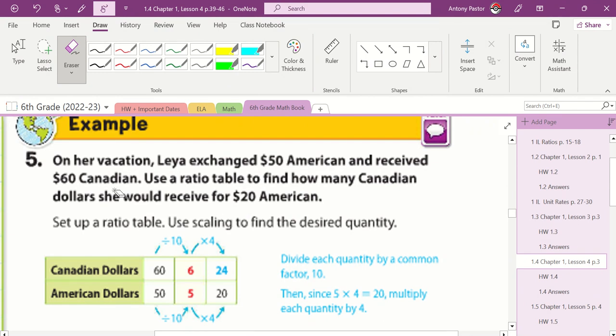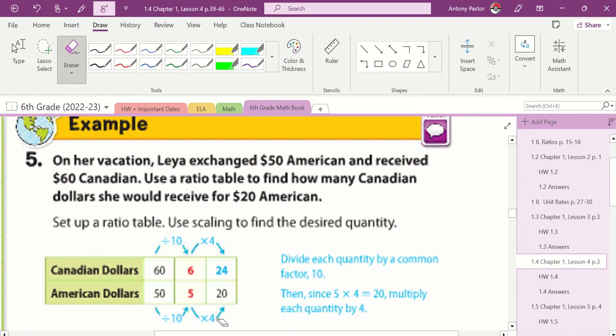So, she originally exchanged 50 American dollars and got 60 Canadian dollars. This is how the table is set up. They want us to find out what happens if she exchanges 20. 50 cannot be turned into 20 easily. We downscale 50 to 5. Heck, we could have downscaled 50 to 10 if we wanted to. It doesn't matter. So 50 divided by 10 gives me 5. And then 60 divided by 10 gives me 6. So if we gave them 5 American dollars, we'd get 6 Canadian dollars.